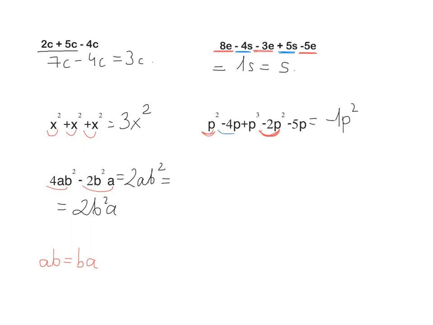The next one, minus 4p minus 5p, so minus 9p. Okay, and then we have plus p to the power of 3. And we cannot do anything with it, just leave it, p to the power of 3. Okay, so we can add or subtract only like terms, so the terms with the same letter to the same power. So let's write down rule number 2.